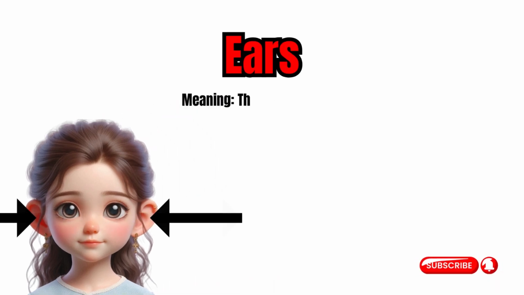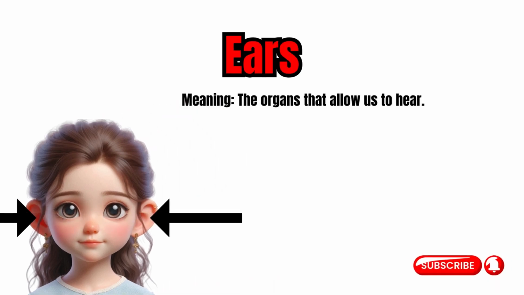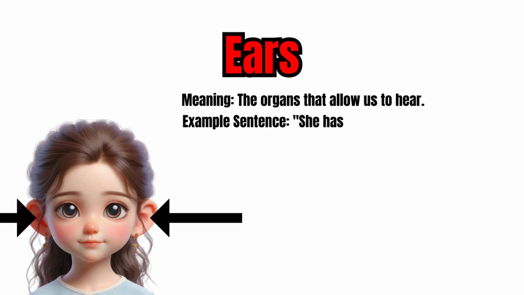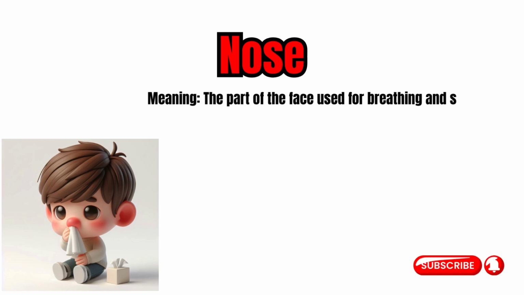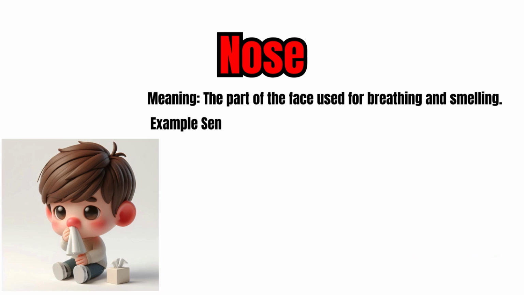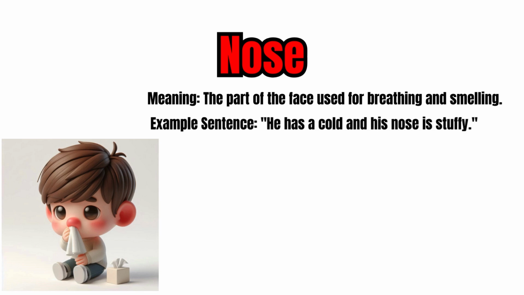Ears, meaning the organs that allow us to hear. Example sentence: she has small earrings in her ears. Nose, meaning the part of the face used for breathing and smelling. Example sentence: he has a cold and his nose is stuffy.